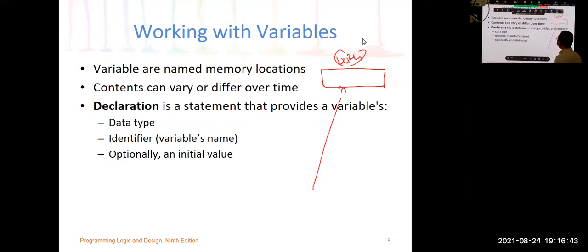Okay. And the constant cannot vary. That is a variable, right? It varies. And a declaration provides a variable. You can have the data type, the identifier, that is the variable name, or optionally you can have the initial value.